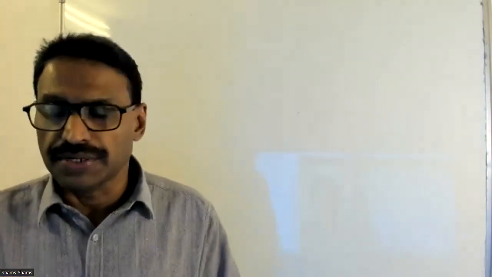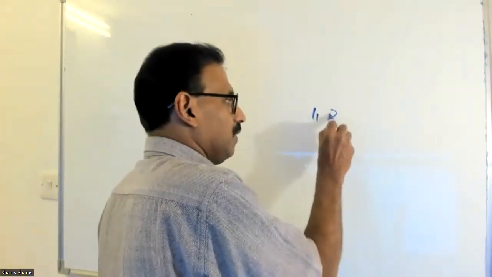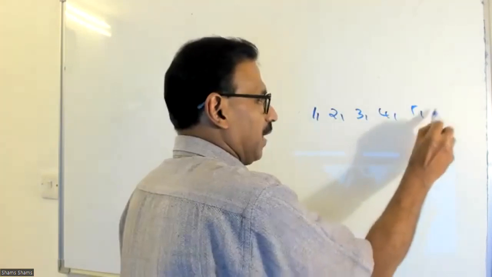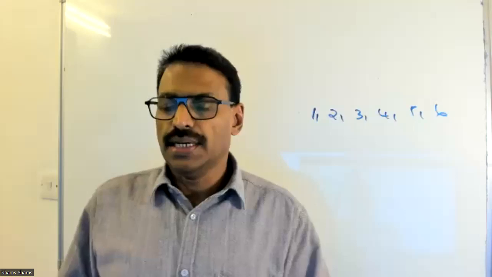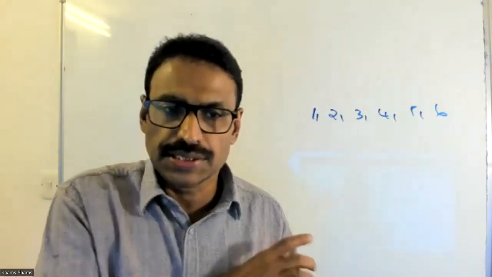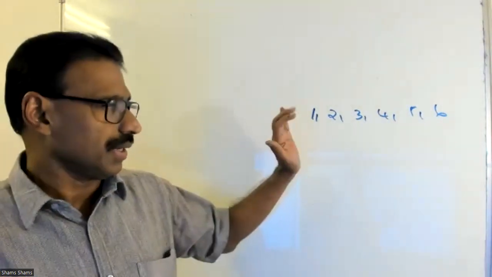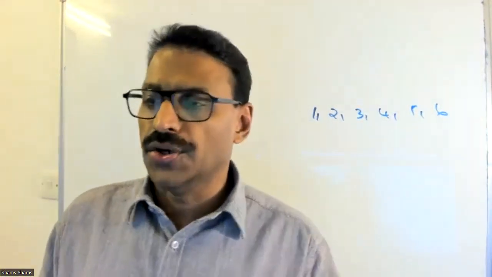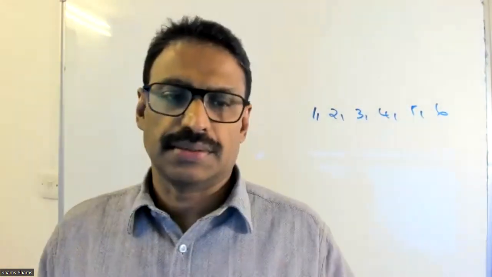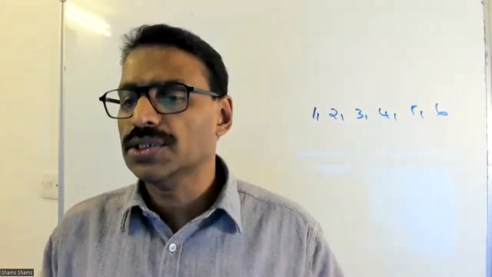Another word you may have heard about: favorable events. For example, throwing a dice, one, two, three, four, five, six. This total is called the sample space. In an experiment, listing all the outcomes is called the sample space. Tossing a coin, what are the total possibilities? Head or tail. That is called the sample space.